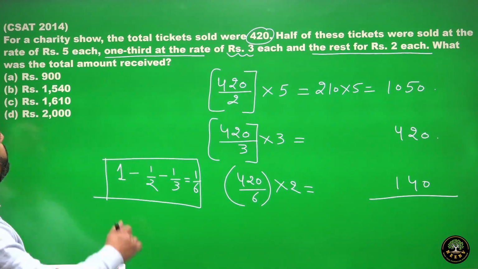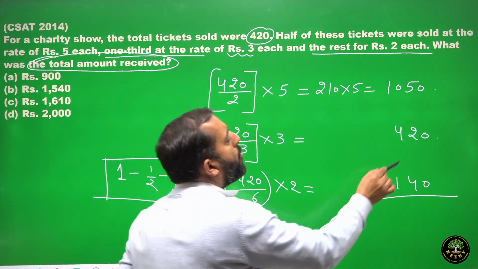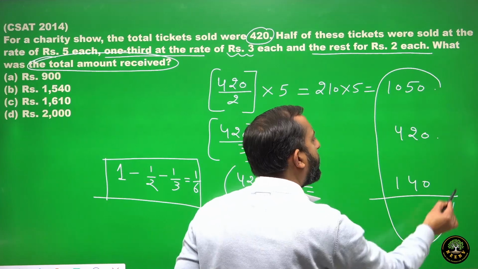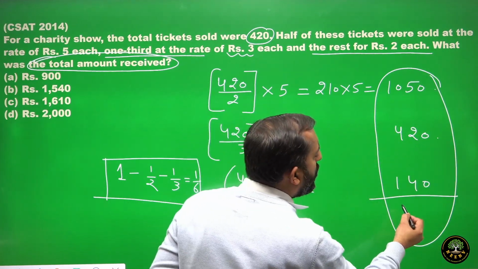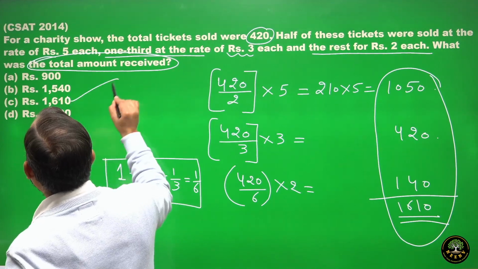What is the examiner looking for? What is the total amount received? For total amount received, we need to add them. If you add them, it comes out to be equal to 1610. Please check it out. Answer is option C.